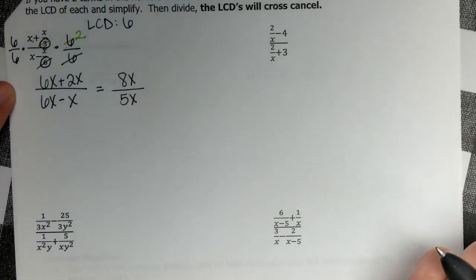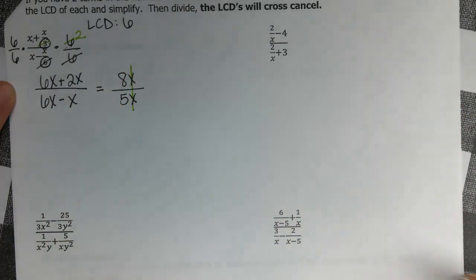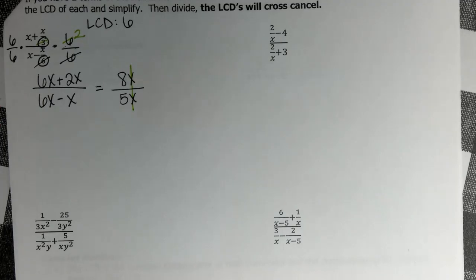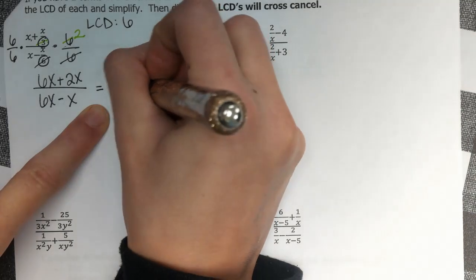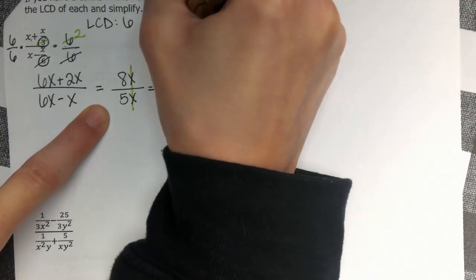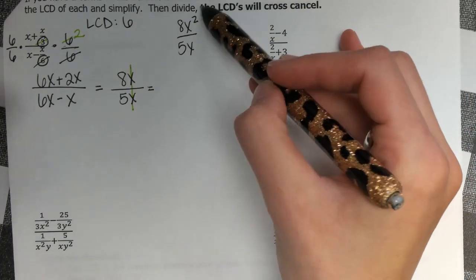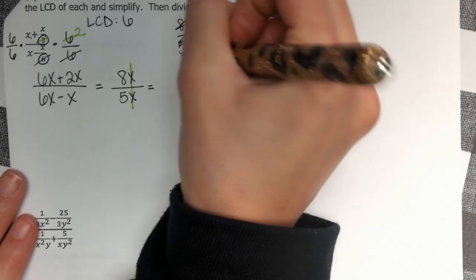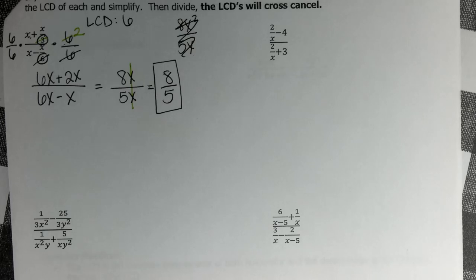Can I simplify that? Yes, because it's only one term. If I had 8x plus a number and 5x plus a number, then no, I couldn't simplify that. But if I only have an 8x and 5x, think about 8x squared over 5x. Could I simplify that? Yes, you could subtract the 2 and 1 and give me just a 1x. So same thing here, and that just leaves me with 8 over 5. Okay?